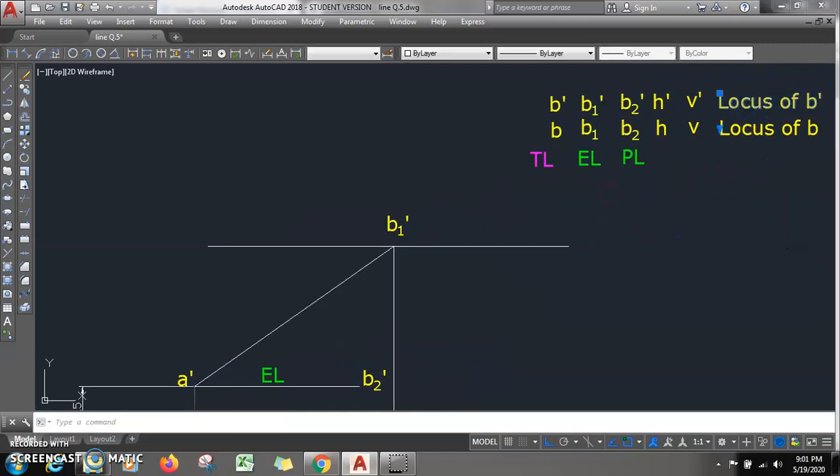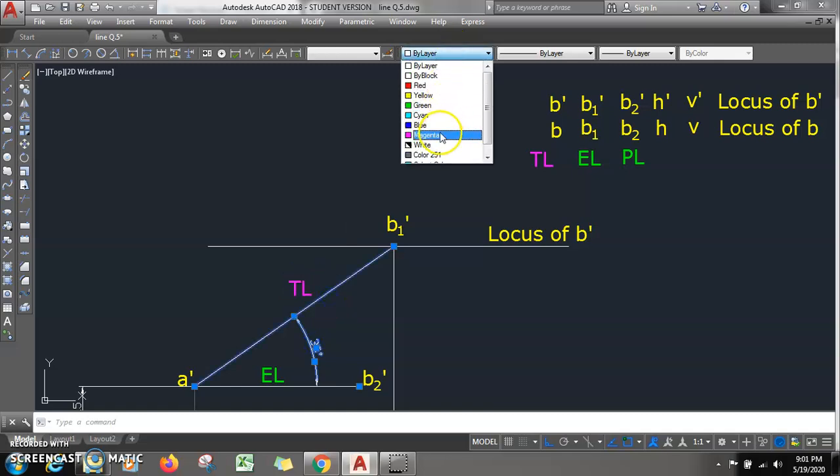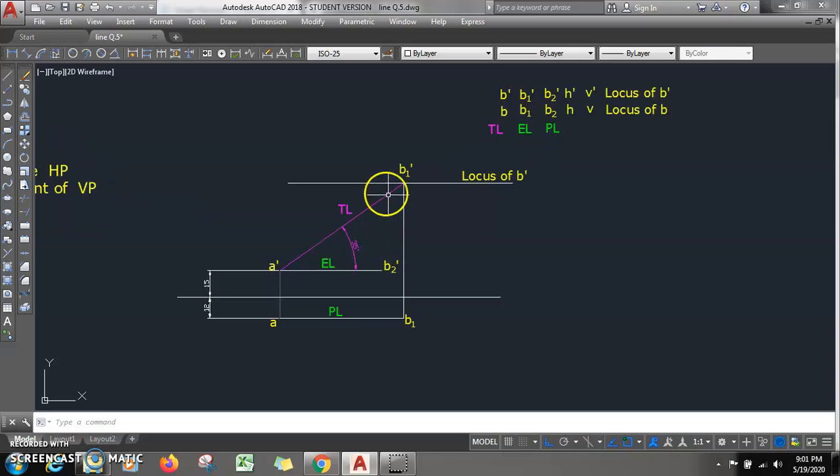So this is the locus of B dash. And this length is the true length, and the angle of the true length is theta. I will show this in a different color. So here we have got the true length.